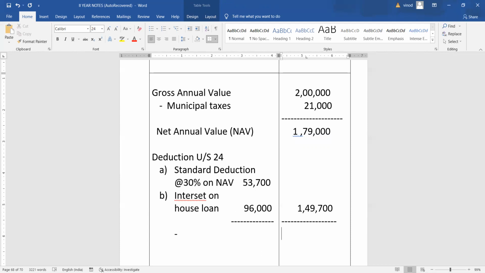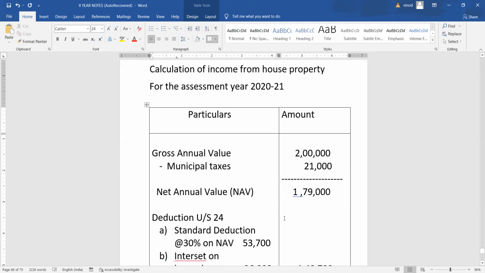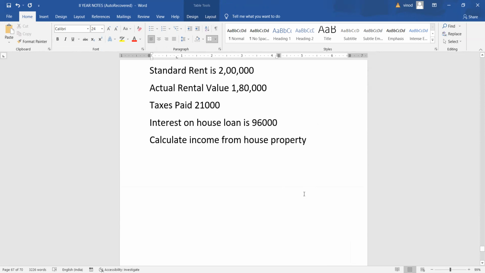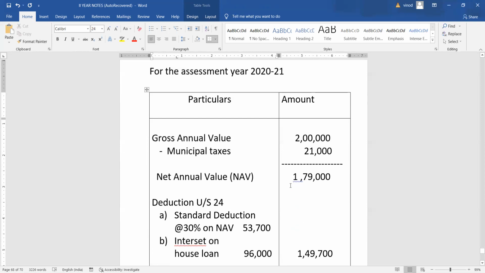Then income from house property is 29,300. This we can write like this: income from house property. This is the procedure of calculation of income from house property when the standard rent is given. I think you understood the procedure of how to calculate the income from house property.